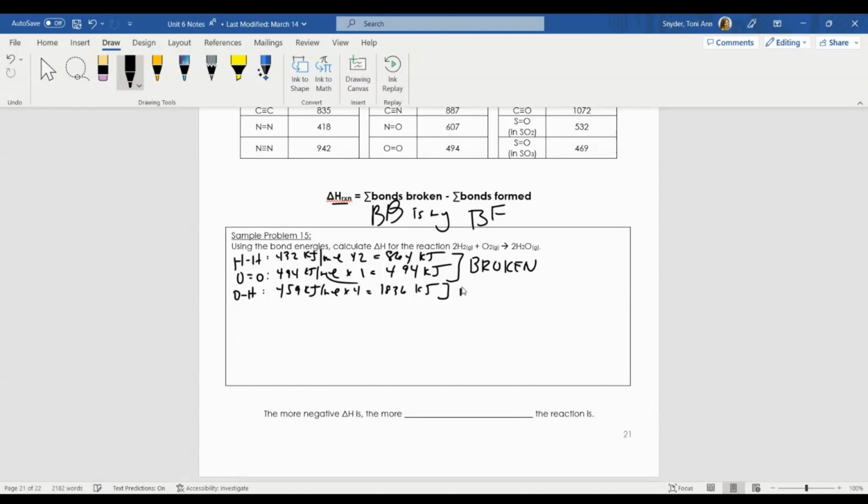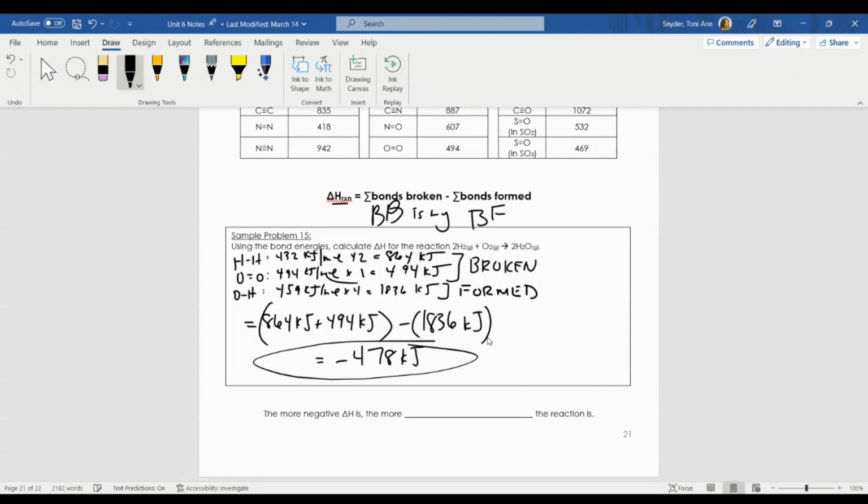The bonds above are the bonds that are broken, and the bonds down here are the ones that are formed. So I take the sum of the bonds that are broken, 864 kilojoules plus 494 kilojoules, and subtract from that the bonds that are formed, 1836 kilojoules. When I do that, I get negative 478 kilojoules. This is the heat of reaction looking at individual bond energies.